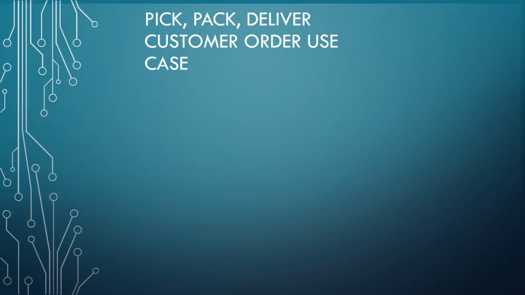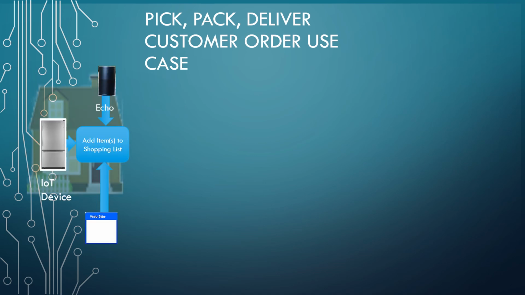So this is our first use case. It's a pick, pack, deliver, customer order use case, and it starts with the things in the house, the IoT devices. You're going to see now a future-looking view of the retail world, starting with IoT devices and ending up with self-driving automobiles. So in the house, your refrigerator decides that you're low on eggs, and it builds out a shopping list. You can add things through Echo into your shopping list, or maybe go to a website and build it out. You send the list to the store.